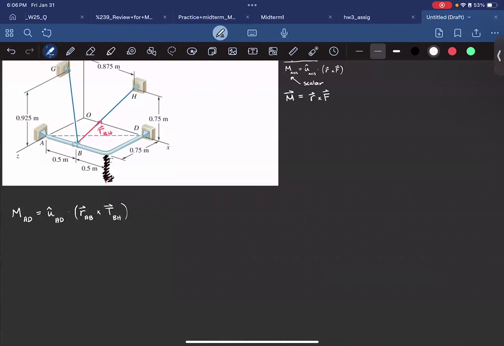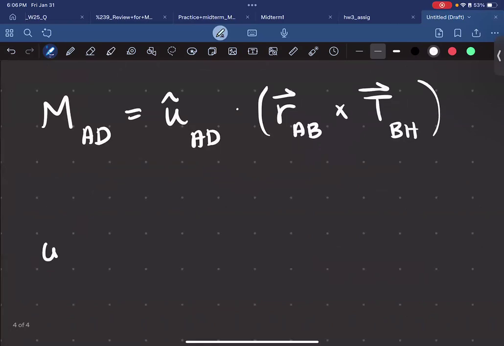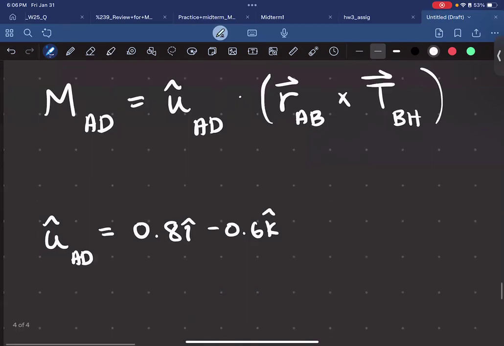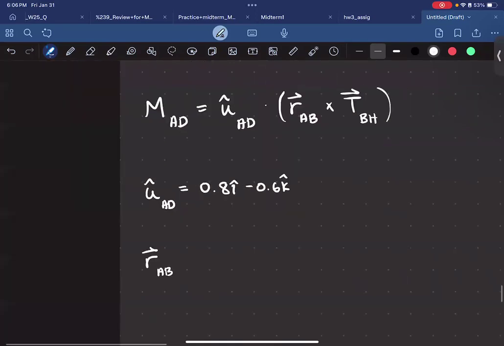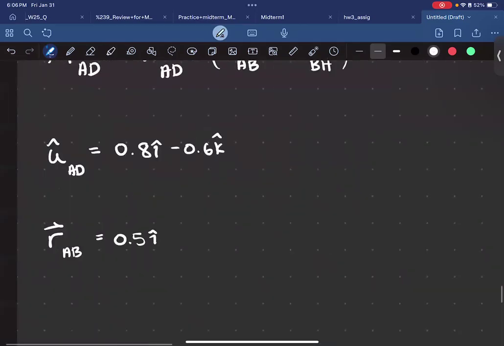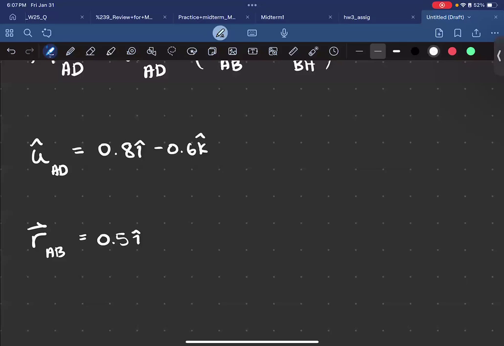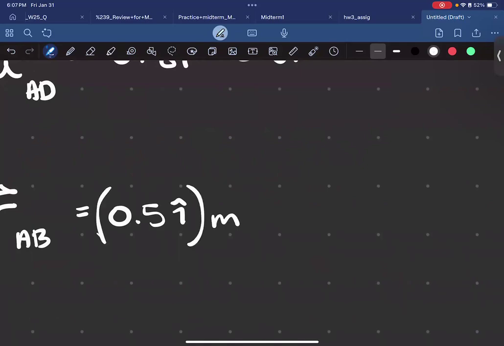And we know that our UAD is equal to 0.8 i minus 0.6 k. And we also know that rAB is equal to 0.5 i. And if you notice, the unit vector is a unitless quantity, but our direction vector does have a unit of meters. So it's important to note.